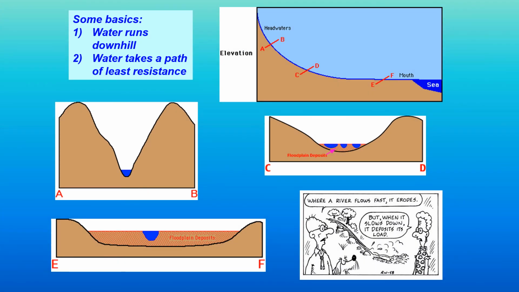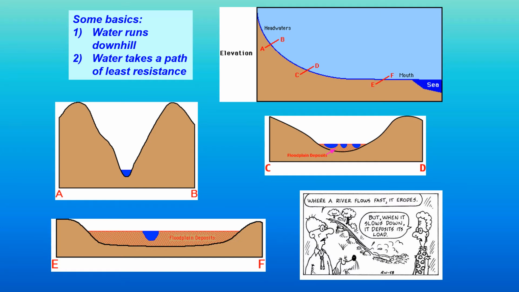So what are the rules for how rivers work? Some basics. Water always runs downhill. I don't think you'll find any exception to that. Also, water running downhill always takes the path of least resistance. It might not be a straight line from uphill to downhill. There may be some meanders, but in all cases, the water is always going downhill.